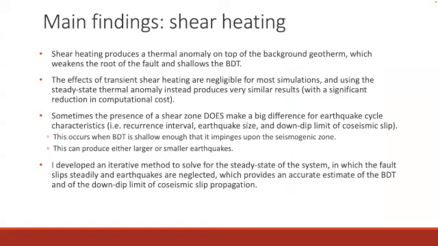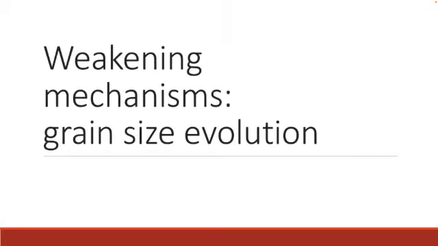Sometimes the presence of the shear zone does make a big difference for earthquake cycle characteristics, such as the recurrence interval and the earthquake size. And this occurs when the brittle-ductile transition is shallow enough that it impinges upon the seismogenic zone, which can lead to either larger or smaller earthquakes. And finally, I developed an iterative method to solve for the steady state of the system in which the fault slips steadily and the earthquakes are neglected, which provides an accurate estimate of the brittle-ductile transition and the down dip limit of coseismic slip propagation.